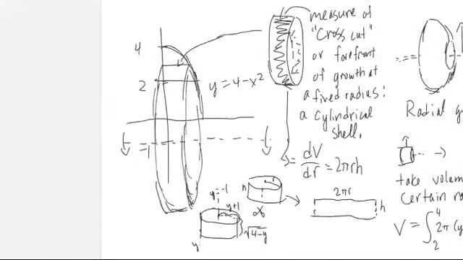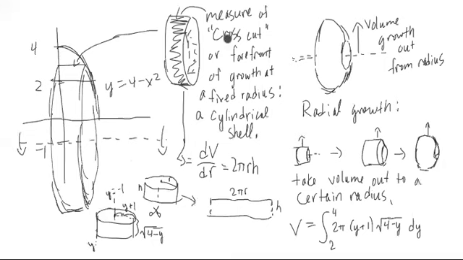Let's look at another way that we could compute the volume of this region that we saw in the last video, rotated around this line right here, y equals -1. And this is going to involve a different type of growth.